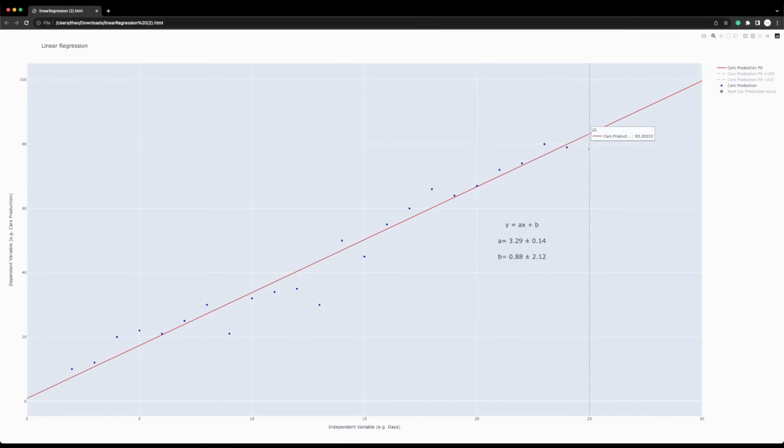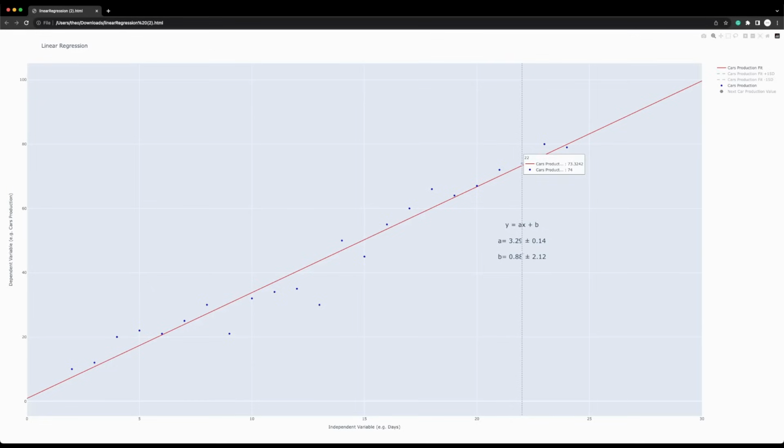If we want to find the number of cars that this company is going to make on day 25, it is 83.2. And how is this number calculated? The calculation is based on the equation y equals alpha x plus b, where alpha is 3.29, x will be the number 25, which is the day of our interest, and b is 0.88.